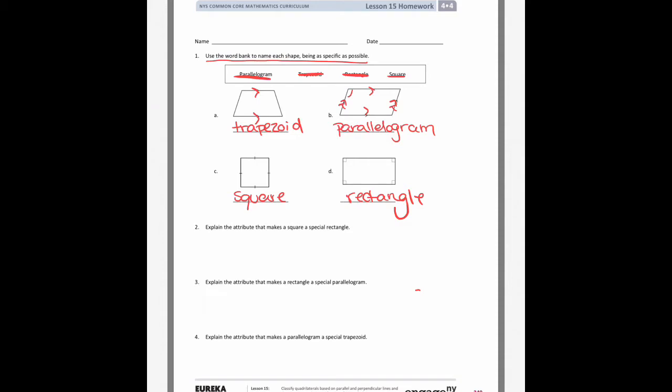Alright, number 2 says explain the attribute that makes a square a special rectangle. So a square is a rectangle where all 4 sides are equal. That's what makes it a special rectangle. So a square is a rectangle whose 4 sides are equal.